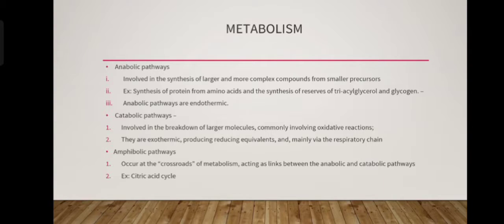Catabolic pathways are involved in the breakdown of large molecules, commonly involving oxidative reactions. They are exothermic and produce reducing equivalents, mainly via the respiratory chain. The third one is the amphibolic pathway, which occurs at the crossroads of metabolism, acting as a link between the anabolic and catabolic pathways, for example, the citric acid cycle.